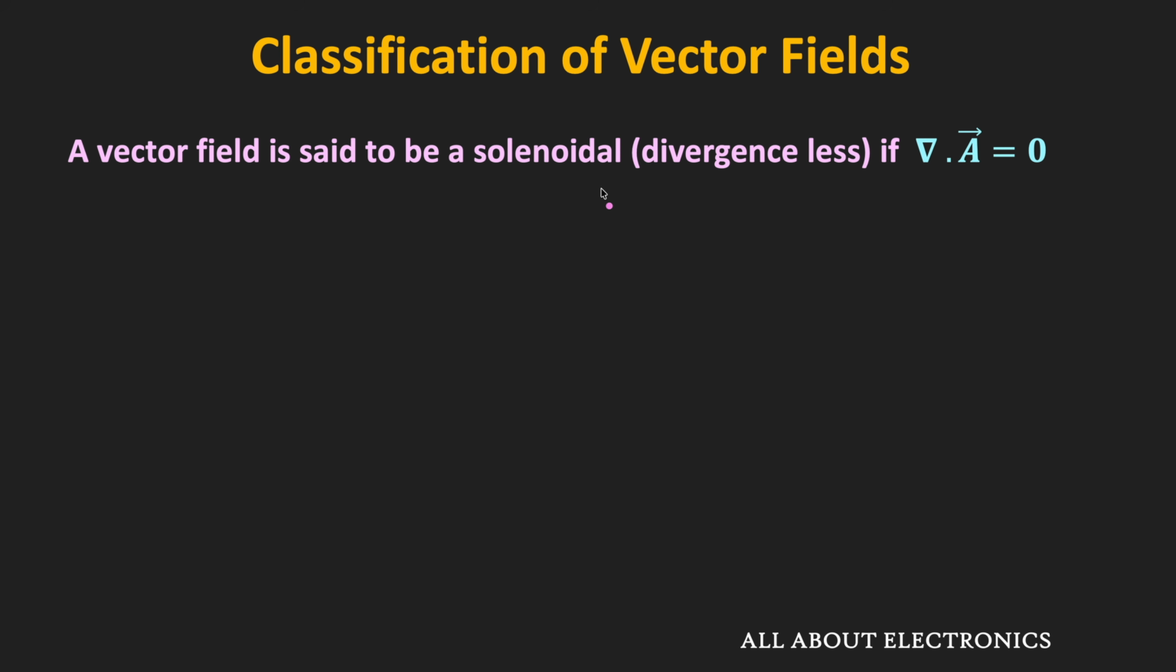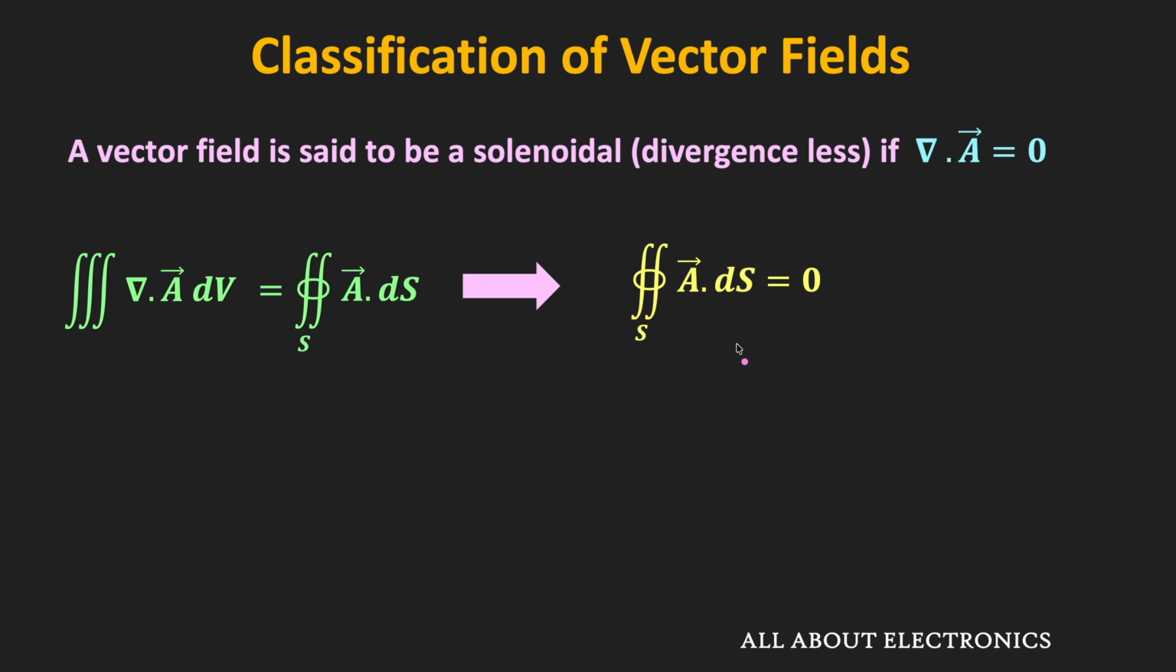For example, if the divergence of the vector field is 0, then the field is called solenoidal. As per the divergence theorem, as you know, if this del dot A is 0, it means that this term is also equal to 0. That means if the vector field is solenoidal, then its closed surface integration will also become 0.